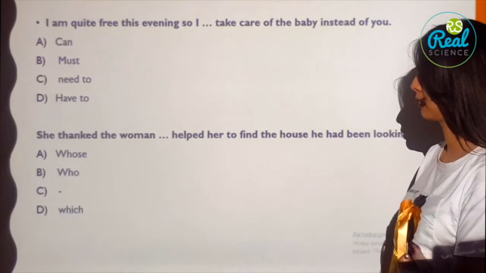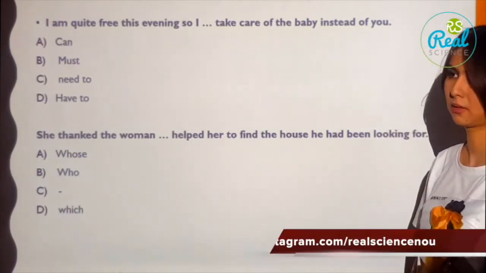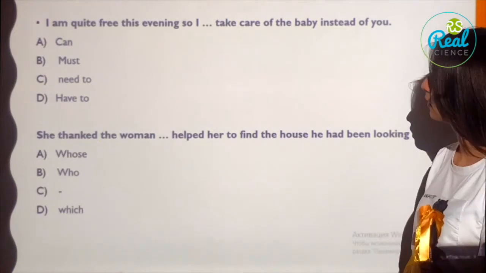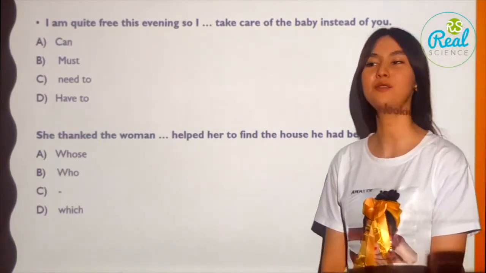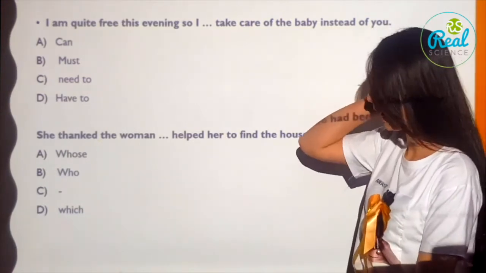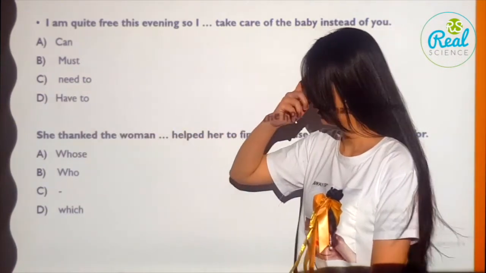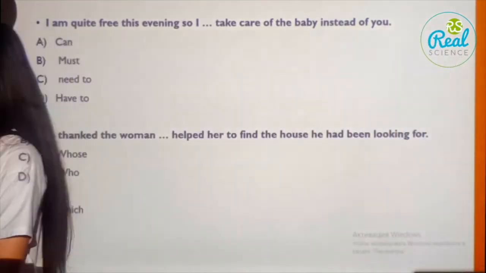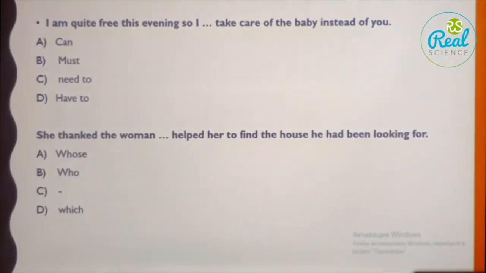I am quite free this evening, so I can take care of the baby instead of you. So the correct answer is G. A1. A1. I think A. Okay, now we will see. Rano thinks it's A. It is A1.